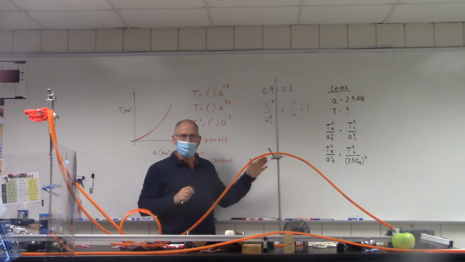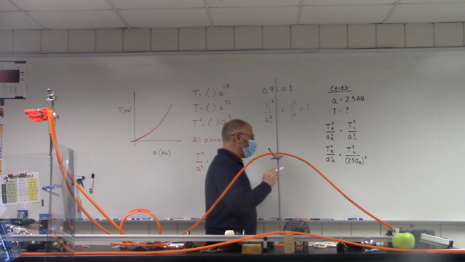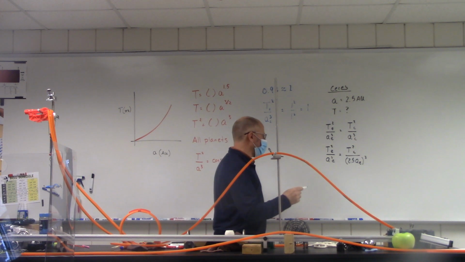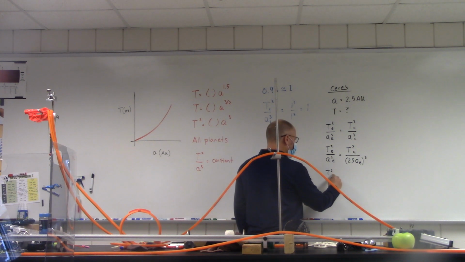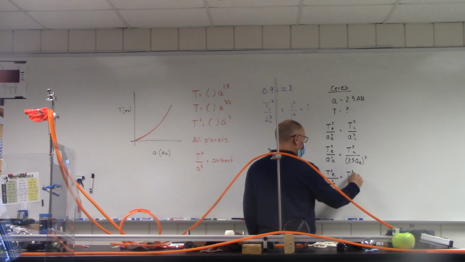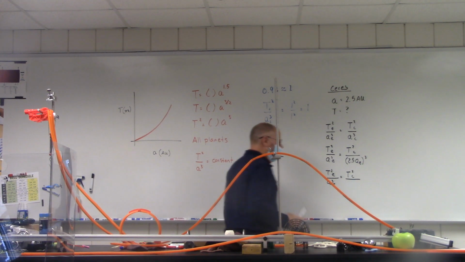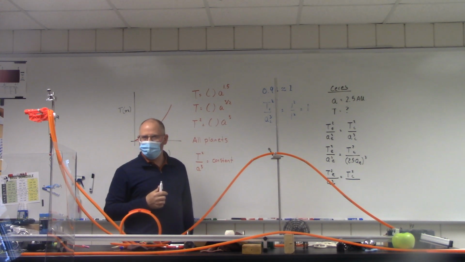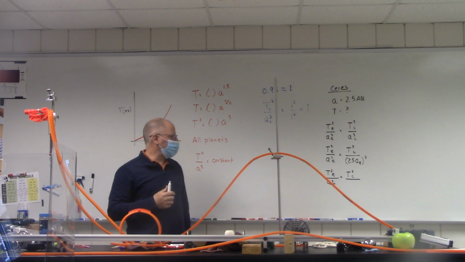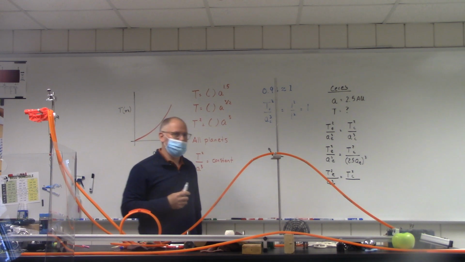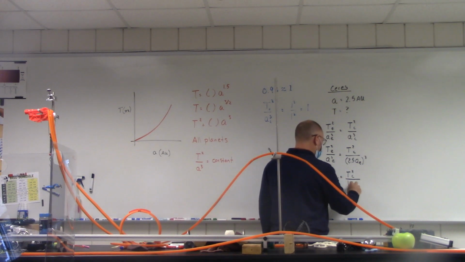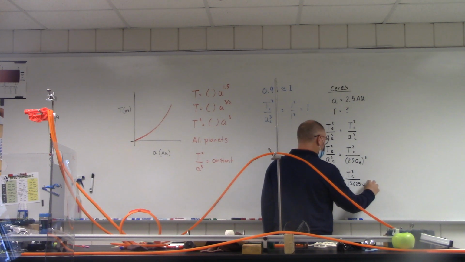Is that cool? And so now you have a weird expression, because I have t squared for Earth over a cubed for Earth is equal to t squared for Ceres divided by, well, what is 2.5 cubed? Ugh. Can someone tell me out loud, please? 15.625. Thank you. So 15.625 times a Earth cubed.